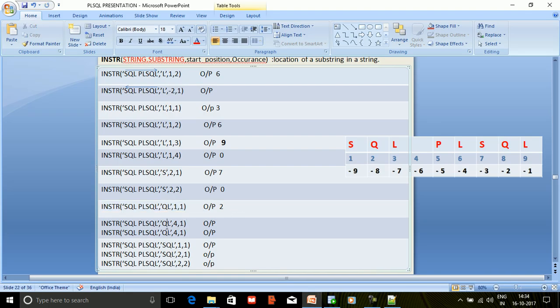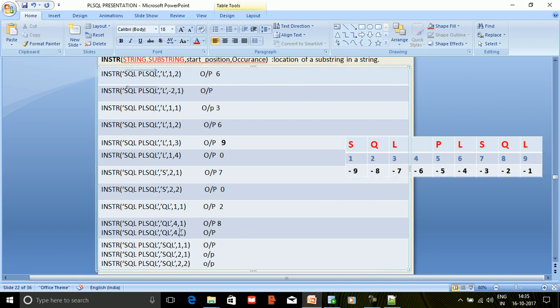Now let us see. Here you are asking the engine to check for QL from position number 4. Yes, 4 means from here, and the occurrence is 1. So from there, space Q is equal to QL? No. Next, PL is equal to QL? No. LS is equal to QL? No. SQ is equal to QL? No. And QL is equal to QL, yes, perfect. The position of the Q is 8. It will return 8.